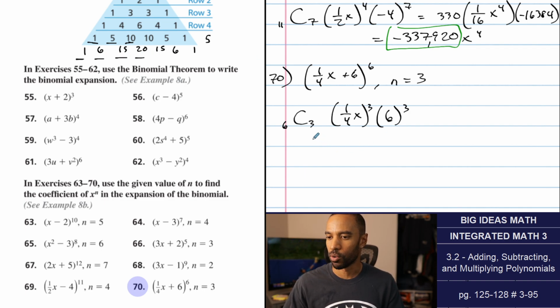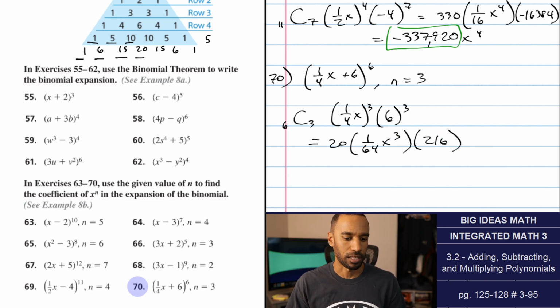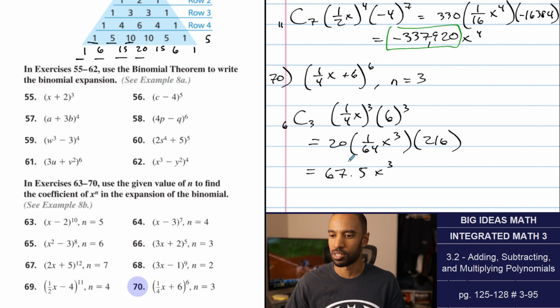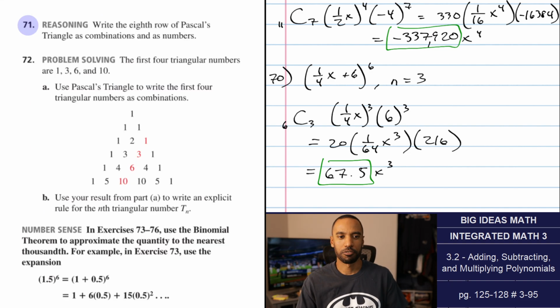20. So we're going to get 20 times 1/4 cubed is 1/64 times 6 cubed, oh, x cubed, let me fix that. 20 times 1/64 x cubed times 216. Let me get that for you. 20 times 216 divided by 64. Is it clean? 67.5, why not? Equals 67.5 x cubed. So 67.5 is the coefficient. Yay. Okay, 25 questions to go.